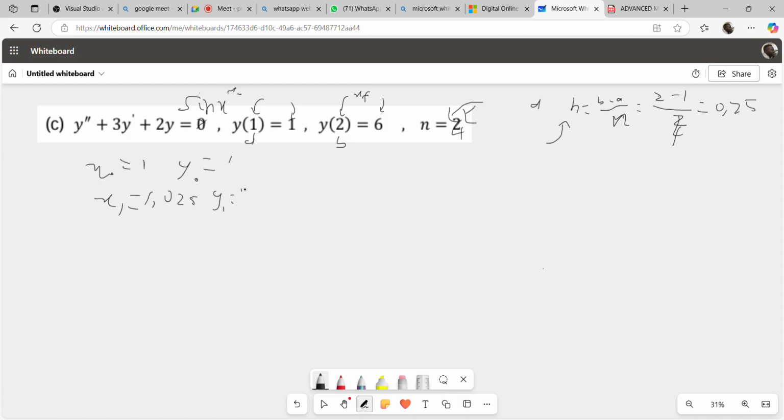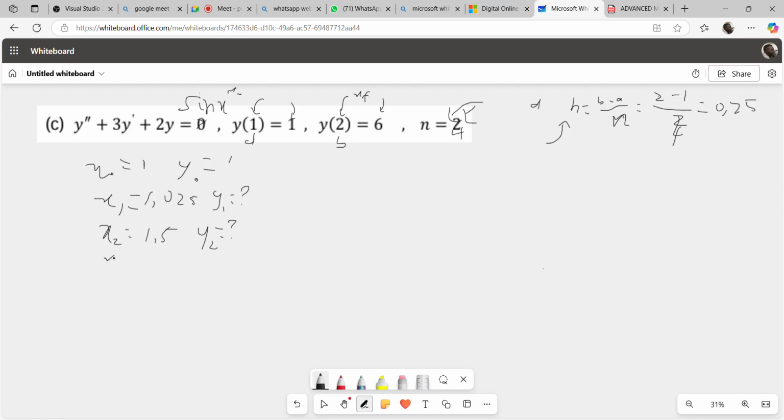Y1, you do not know. You come again here for x2. x2 is this value that you have here, and you add again the step. You add 1.25 plus 0.25. I think it will give you 1.5. Now you have y2, which you need to solve for.